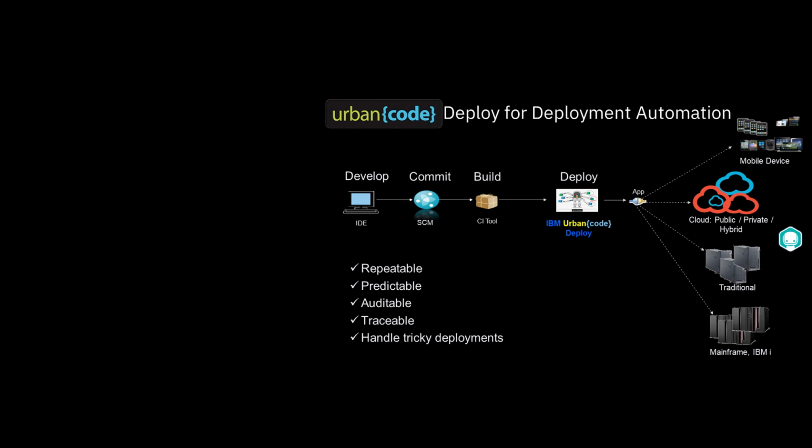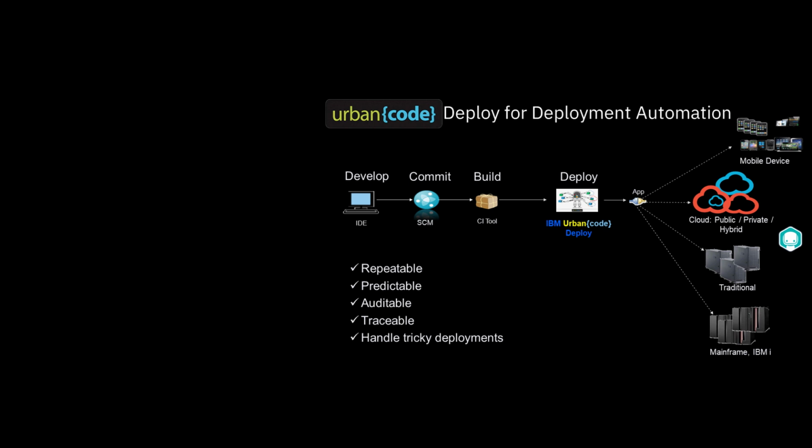Development happens in development tools. The developer commits code changes to an SCM. This triggers a build of the software using a continuous integration tool, and the software is deployed automatically, in this case with UrbanCode Deploy, to any target environment, dev, test, or prod on any platform.